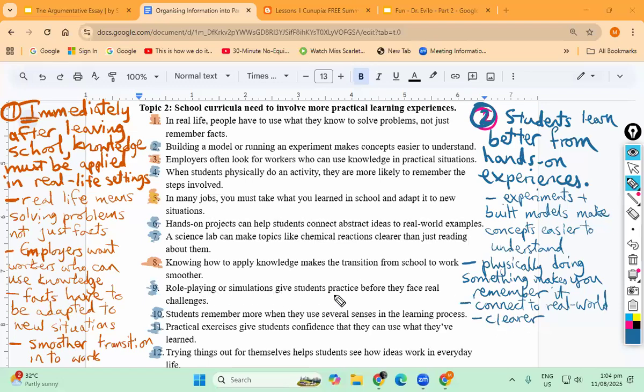Role-playing or simulations give students practice before they practice, right? Students remember more. And I think I could fit in confidence, and that's all I could fit. 12 is on its own, right?